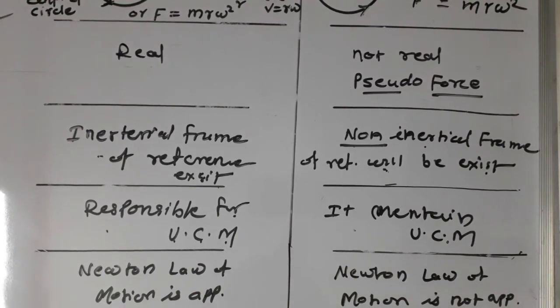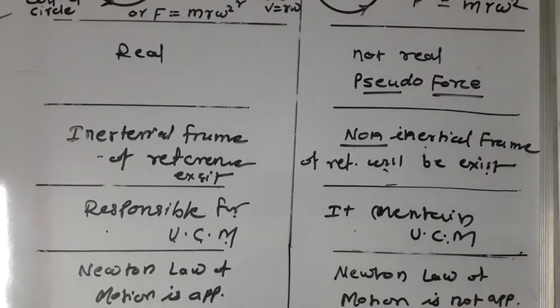Now the next point we have to see is the banking of roads. Okay, what is meant by the angle of banking? We have to stop here.